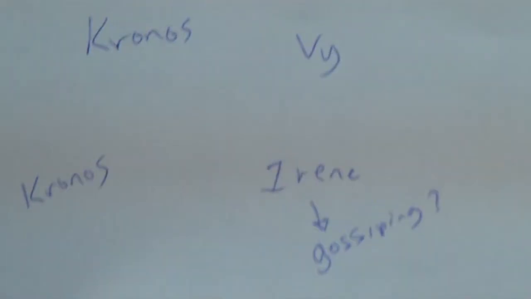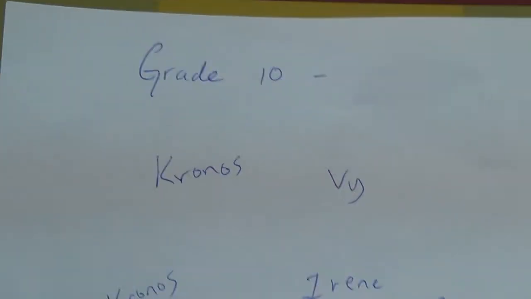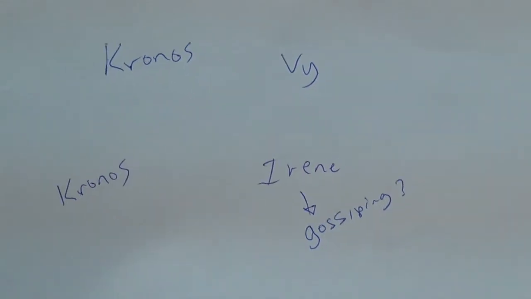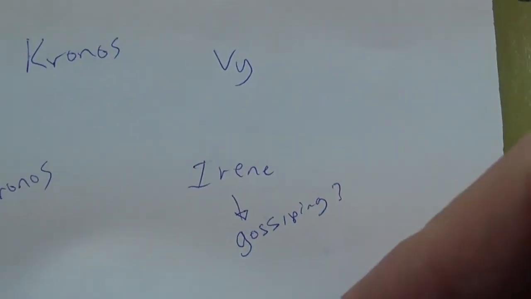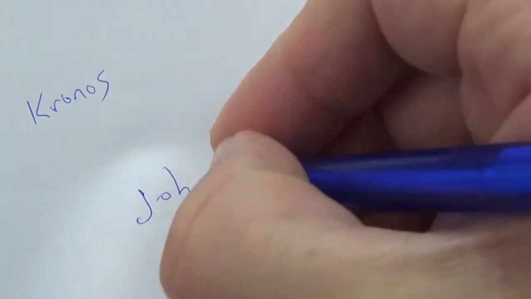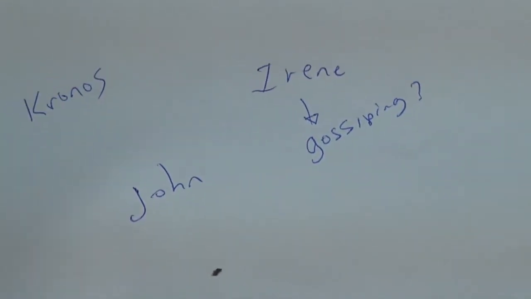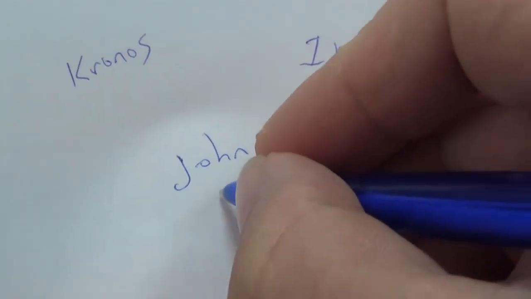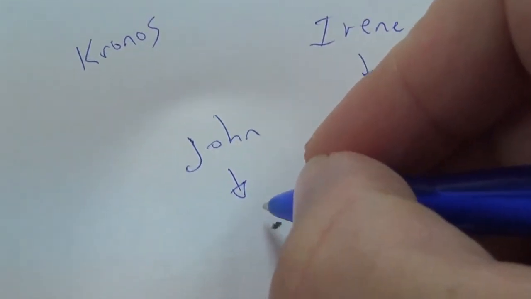I'm going to use this information later with my spreadsheet. So you can see already Kronos has been busted 2 times. Irene has been busted once. V has been busted. Make no mistake, I am talking to the students as I'm doing this, and I'm letting them know why I'm writing their name on this little sheet.